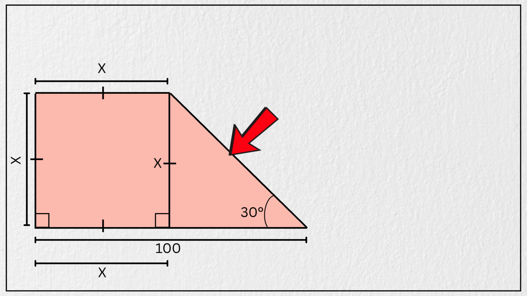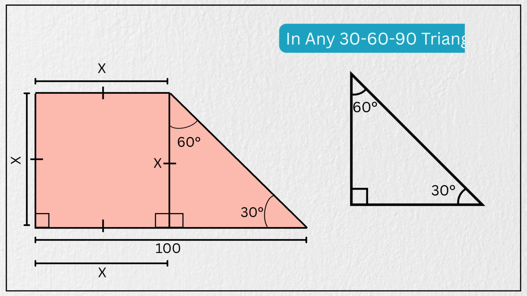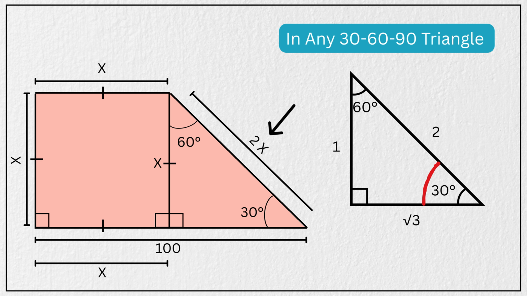Next, let us focus on this triangle. We are told that this angle is 30 degrees, and since these vertical and horizontal lines are perpendicular, this angle here is 90 degrees. So by subtraction, this third angle in the triangle must be 60 degrees, right? In any 30, 60, 90 triangle, the side opposite the 30-degree angle is always half the length of the hypotenuse, and the side adjacent to the 30-degree angle is always the square root of 3 times the opposite side. So if this is x units, that means this hypotenuse is 2x units, and this adjacent side must be x times the square root of 3, correct?